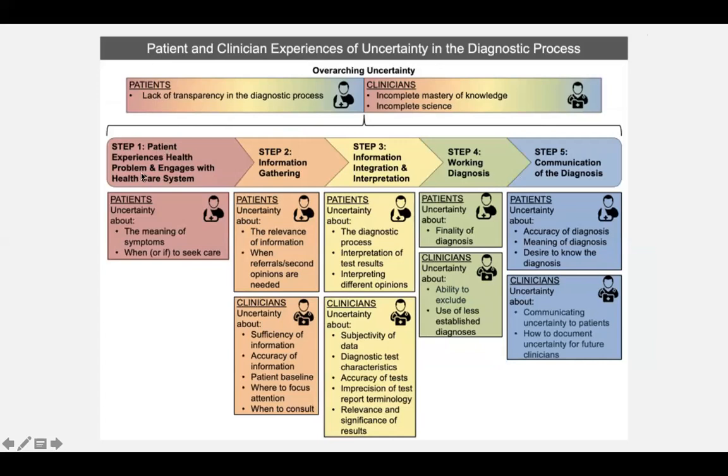Step one is the patient experiencing a health problem and engaging with the healthcare system. The patient has a complaint and goes to the healthcare system, to a physician, to a doctor, and then we gather the information. The uncertainties that can happen in every step are written below. So during step one, these uncertainties can happen.